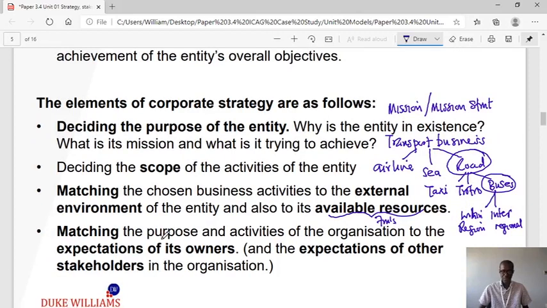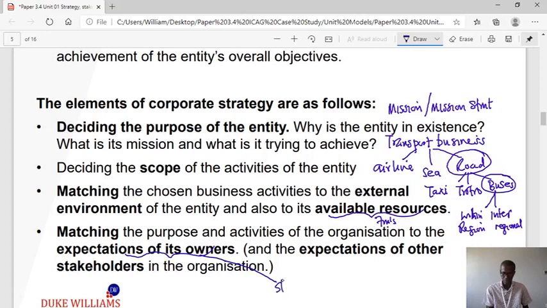We also need to match the purpose and activities of the organization to the expectation of the owners. So we will look at shareholder expectation. What are the expectations of the shareholders? Let's say increasing profit, increasing dividend per share, and several other expectations of the owners, and then the expectation of other stakeholders. So these are some of the elements of corporate strategy.